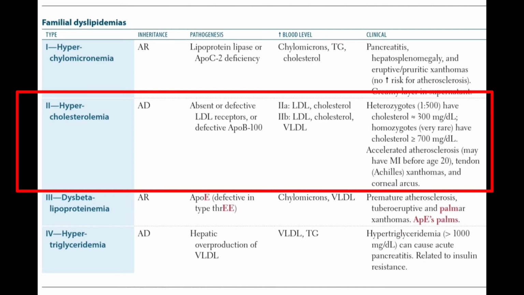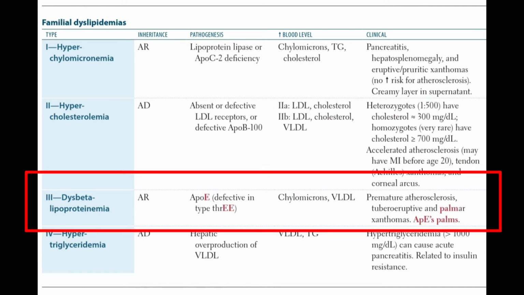There will be accelerated atherosclerosis. There could be myocardial infarction before the age of 20. There will be Achilles xanthomas, tendon xanthomas, and corneal arcus. So these are the various findings we see in type 2 familial dyslipidemia.